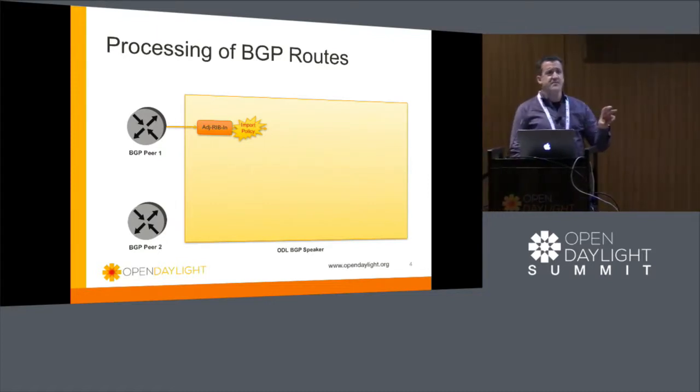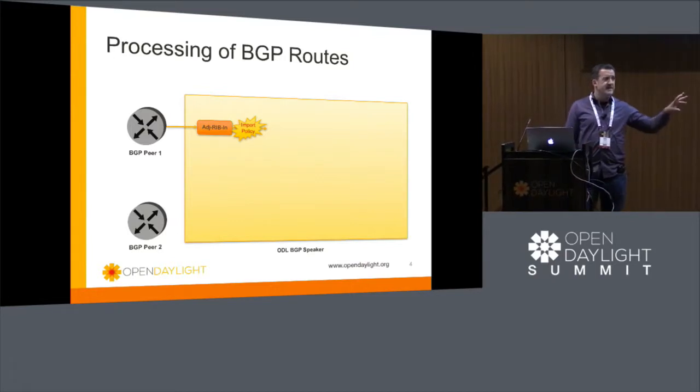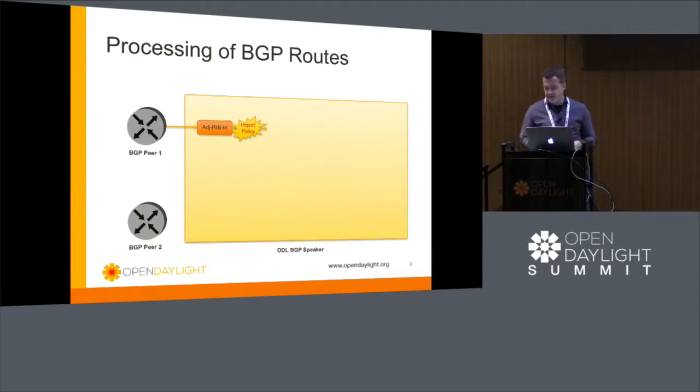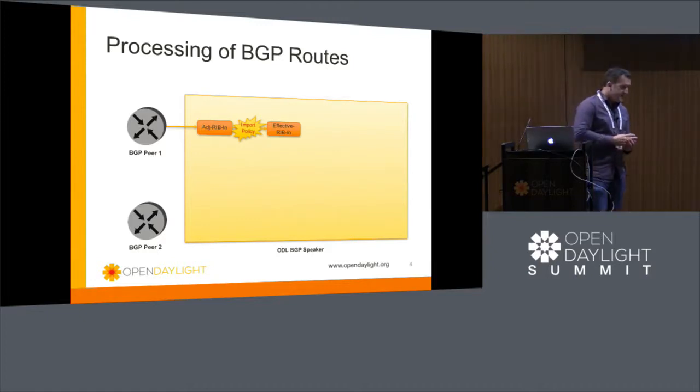Or would it be better just to provide some way that people could plug in their own policies, whether it's done with Yang models or whether it's done by putting in Java code? That's something I think we need to look at. From that, we build an effective ribbon. Now, the effective ribbon really is the routes that have passed policy. So typically, again, on a router, this is where you'd say a route policy whatever in, and you'd filter out routes that you didn't like.